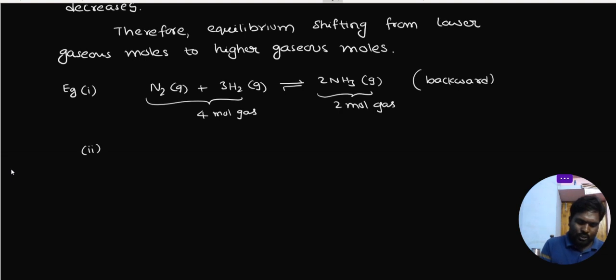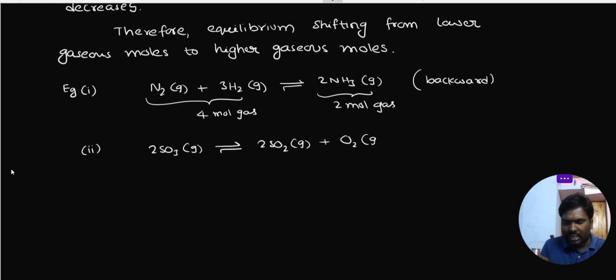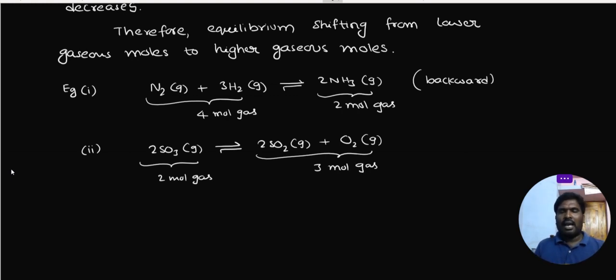So now example 2. 2SO3 gas giving rise to 2SO2 gas plus O2 gas. 2 mole gas here, 3 mole gas here. So lower to higher gaseous moles means forward direction. Which direction? Forward direction.